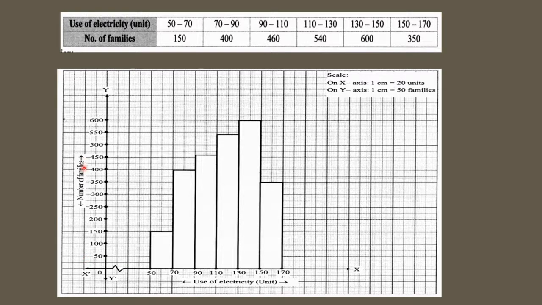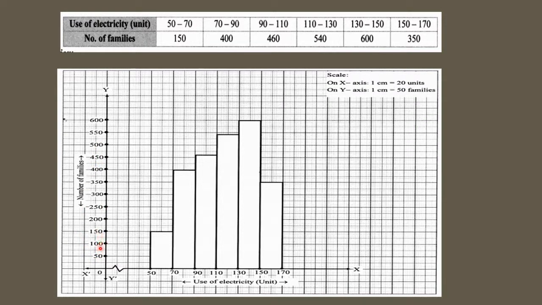And your classes start from 50 to 70. Therefore, on the x-axis, starting from 50, the next points are 70, 90, 110, 130, 150, 170. And on the y-axis, you have to take a convenient frequency scale. Here I am taking 50, 100, 150, 200, 250, etc. Each one you have to keep at equal width.